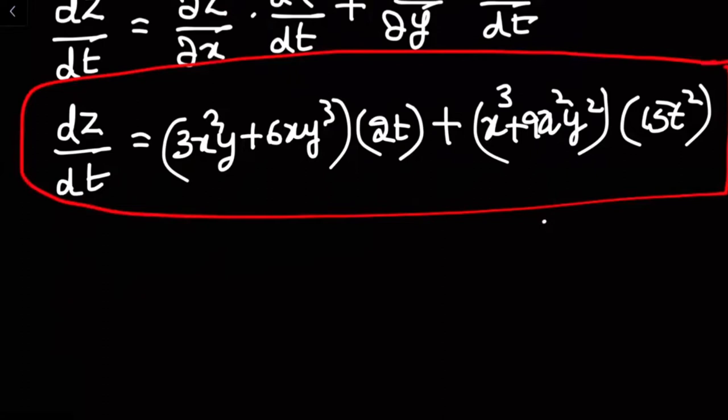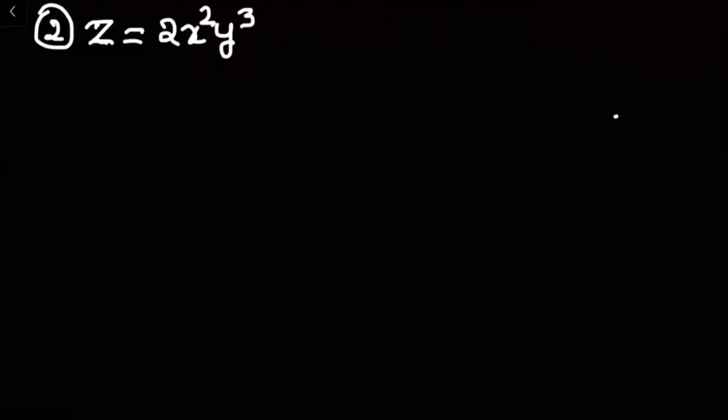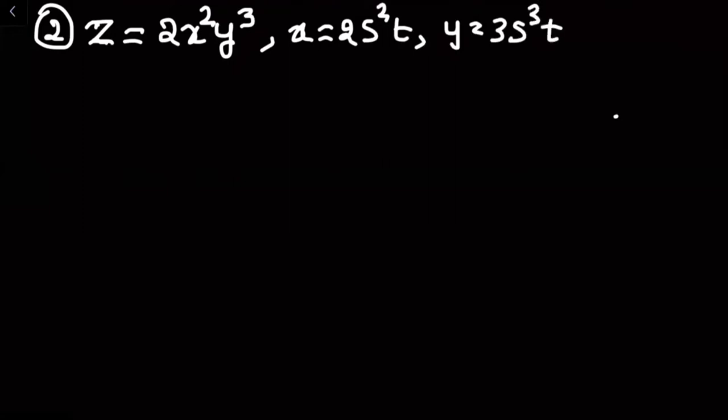And let us see the second problem. In this problem, we will see how to solve with respect to two variables. Try to understand this problem clearly. They have given z equals 2x squared y cubed, and x as 2s squared t and y as 3s cubed t. They're asking to find dou z by dou s, and they're also asking to find dou z by dou t as well.